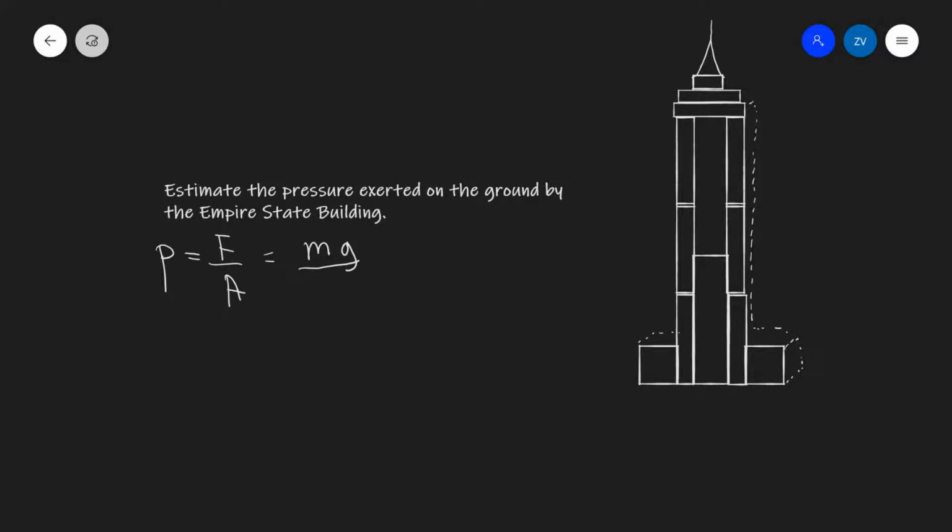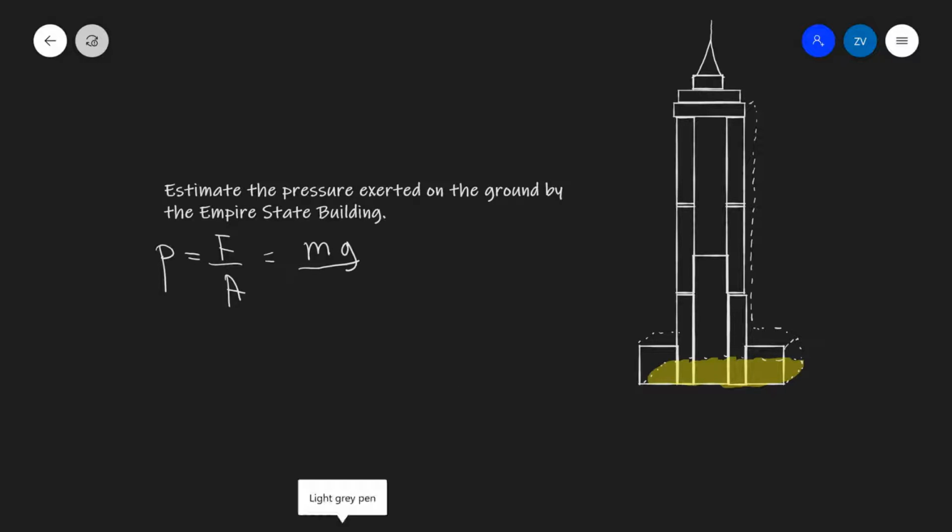Now the cross-sectional area will actually be this one over here. That is the area which is in contact with the ground. Let's see if I can highlight this area actually. So it's going to be this area over here.